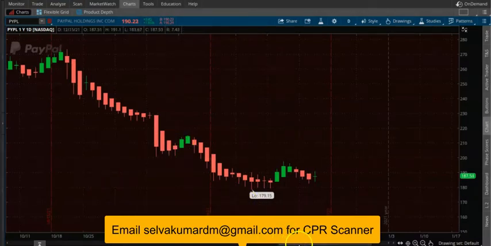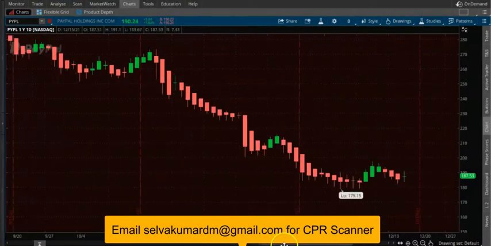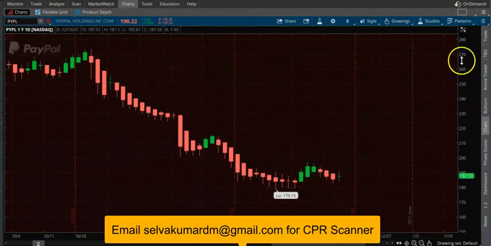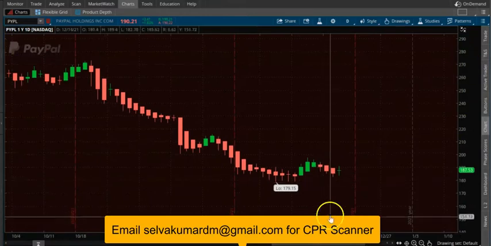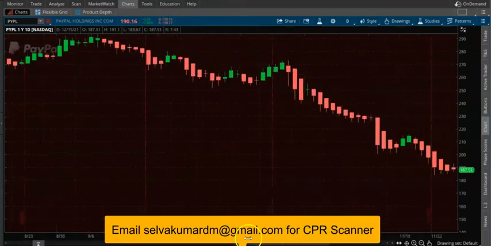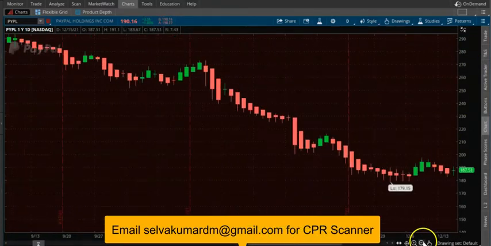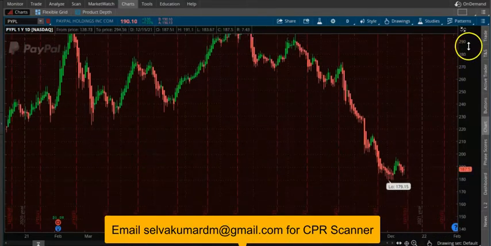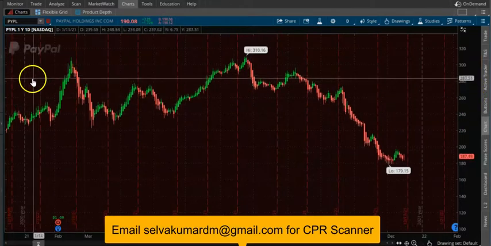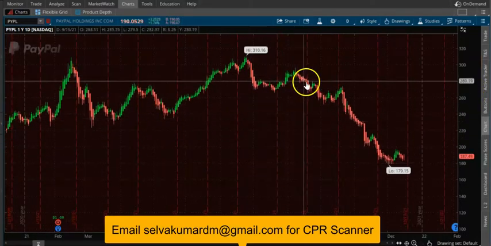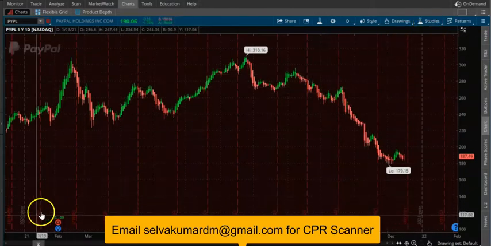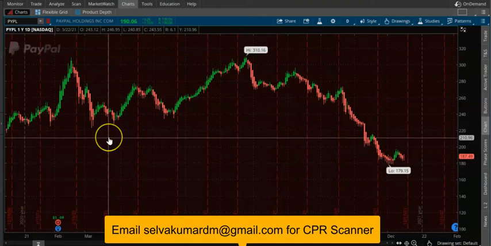In this video we're going to look at how we use the central pivot range to make a trade. When we look at the naked chart without any indicators, we don't know exactly whether the stock is downtrending, uptrending or sideways. So let me add the central pivot range, and you will see what happens. Now you can see exactly whether the stock is downtrending or uptrending.